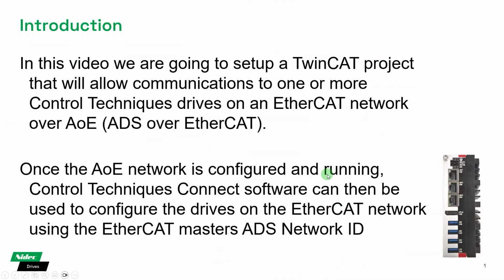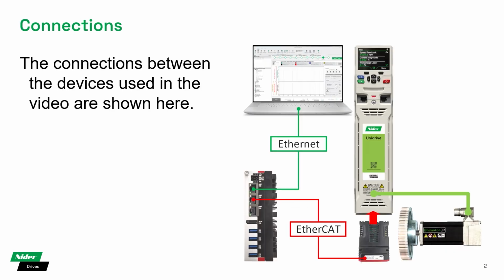Hi. In this video we're going to set up a TwinCAT project that will allow communications to one or more Control Techniques drives on an EtherCAT network over AoE, which stands for ADS over EtherCAT. Once the AoE network is configured and running, Control Techniques Connect software can then be used to configure the drives on the EtherCAT network using the EtherCAT Master's ADS network ID.